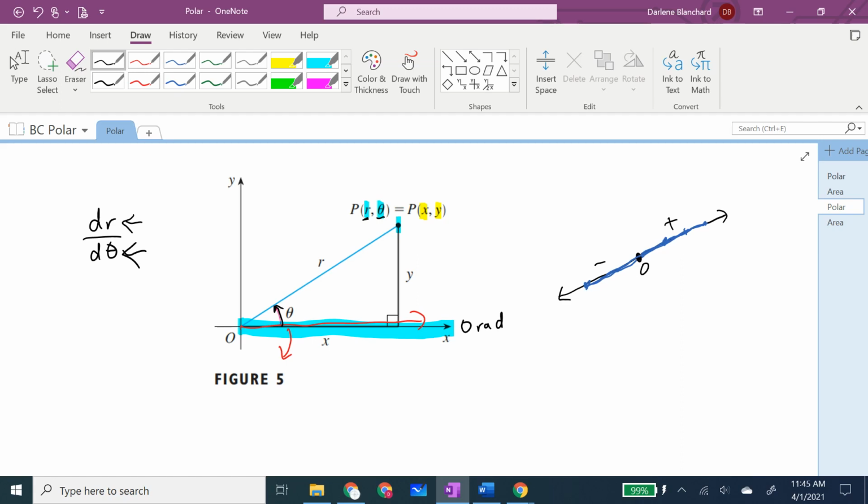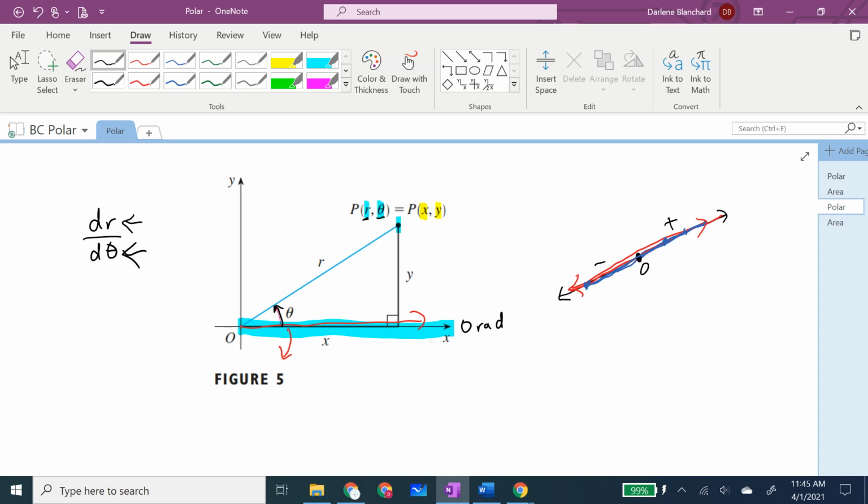Because a positive rate of change just means that I am moving along the line in this direction. But as I turn, that direction turns. If dr d theta is negative, then it is moving this direction on that line while it is turning. And so just bring all that into consideration.